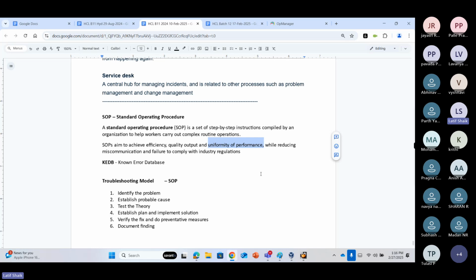In some places, you go to one hotel in one branch, it's one type of taste. In another branch, it's not at all good. In some other branch, it is somewhat okay. So there is no uniformity of outcome, right? The same way, to get uniformity of outcome and performance, follow the SOP. It makes your work easier, faster, more efficient, and reduces failures and miscommunications. So that's what it is. SOP, standard operating procedure. Understand, guys?